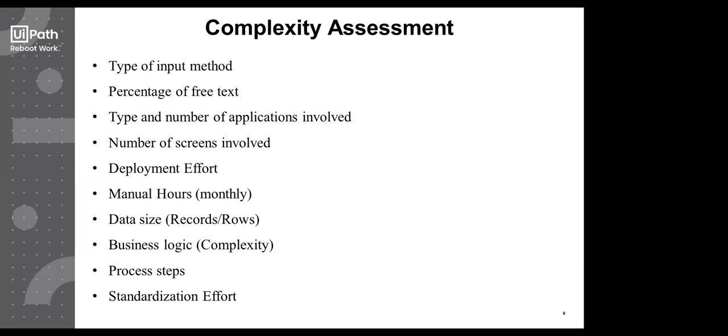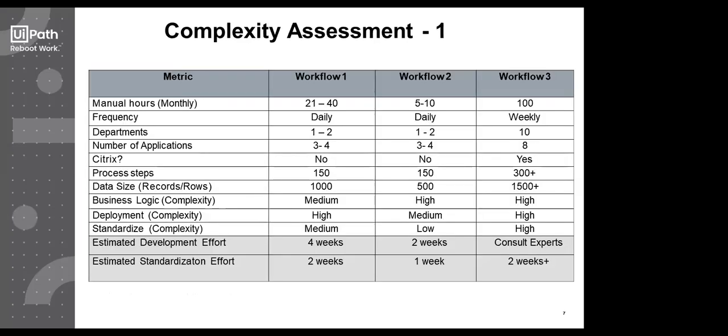Now let's see how we calculate this complexity. Here we have 3 sample workflows, workflow 1, workflow 2, and workflow 3. These are certain factors which you consider. The manual hours for workflow 1 are 21 to 40 hours monthly. For workflow 2, it's 5 to 10 hours monthly. And in workflow 3, the person spends 100 hours manually. The frequency: this particular task is being done daily, workflow 2 is also done daily, and the third one is done weekly.